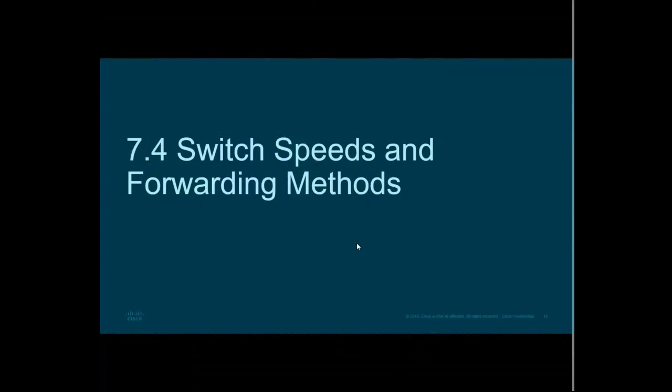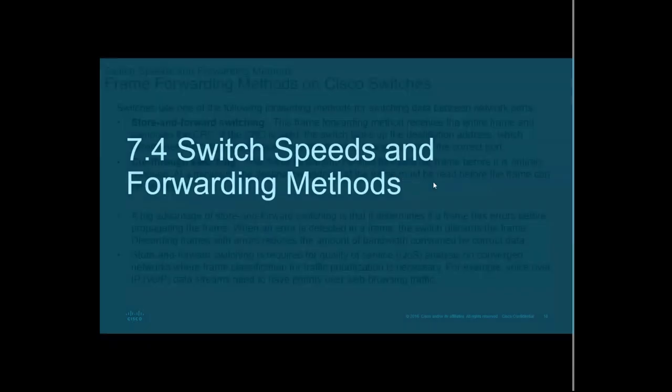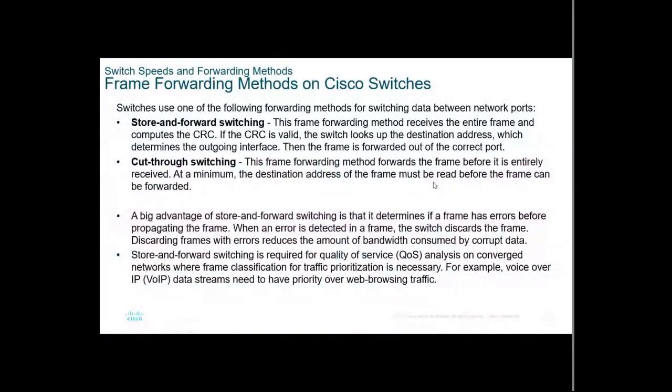Switch speeds and forwarding methods. As with anything in IT, there's always something on speed, throughput, which one's faster, how does it perform, and so forth. So let's have a look at this. Frame forwarding methods. These methods are used to decide how it forwards. The switches use one of the following methods for switching data between network ports. There's the store and forward switching. This frame forwarding method receives the entire frame, so it waits for the entire frame. Remember that frame could be 1518 bytes, couldn't it? It reads all of that.